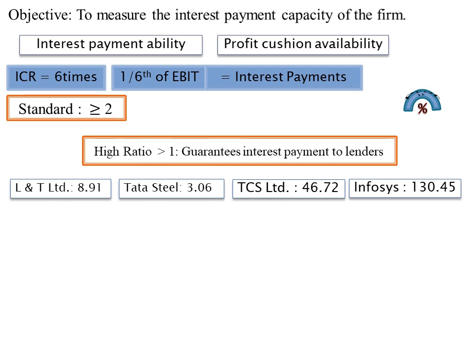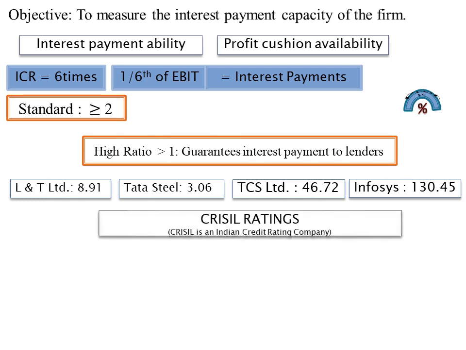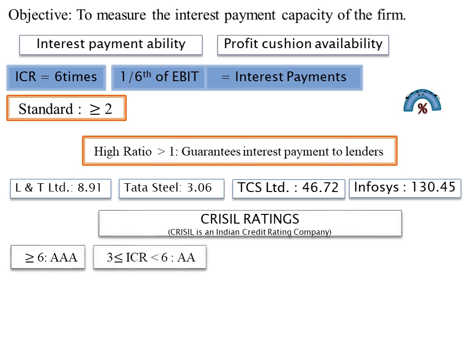As per the document published on CRISIL's views on interest coverage ratio, CRISIL normally follows the following pattern for assigning ratings to companies. For your reference, the document link is given in the description box. Companies with an interest coverage ratio greater than or equal to 6 are considered for AAA rating, whereas companies with a ratio greater than or equal to 3 and less than 6 are considered for AA ratings. To companies with a ratio greater than or equal to 2 and less than 3, they assign A ratings.